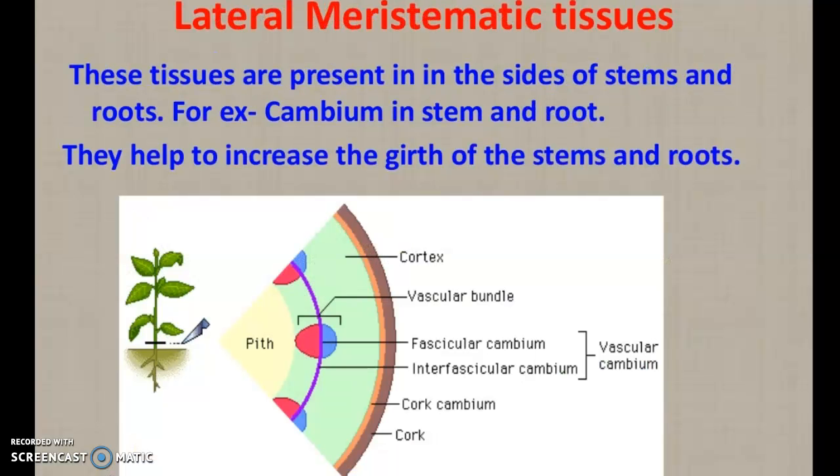Now the second type is lateral meristem tissue. These tissues are present in the sides of the stem and root. For example, cambium. Cambium is the vascular cambium or the cork cambium. They help different plant parts like stem and root to increase their diameter. So they help the plant to increase their width.